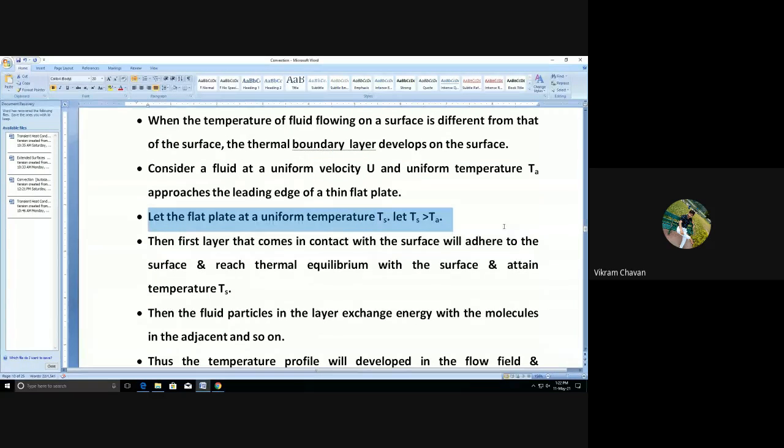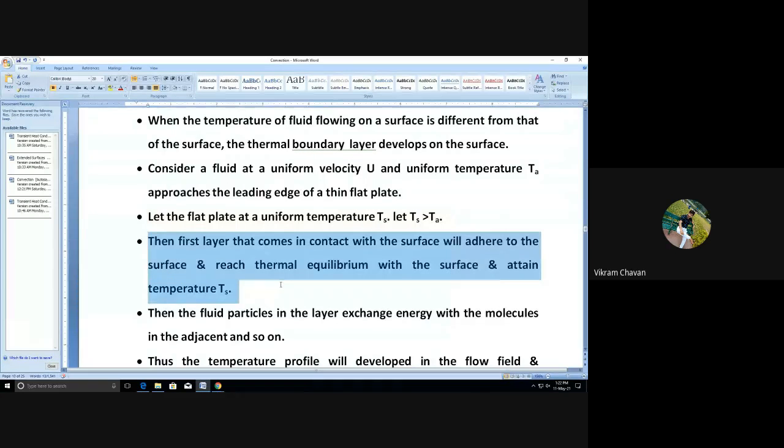Let the flat plate be at a uniform temperature, capital T suffix S. Let T suffix S be greater than T suffix A, that is nothing but the surface temperature of the flat plate is greater than the fluid temperature.